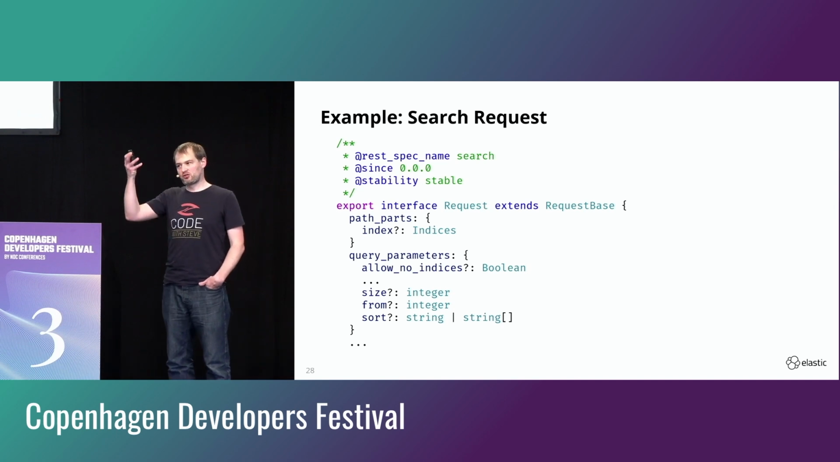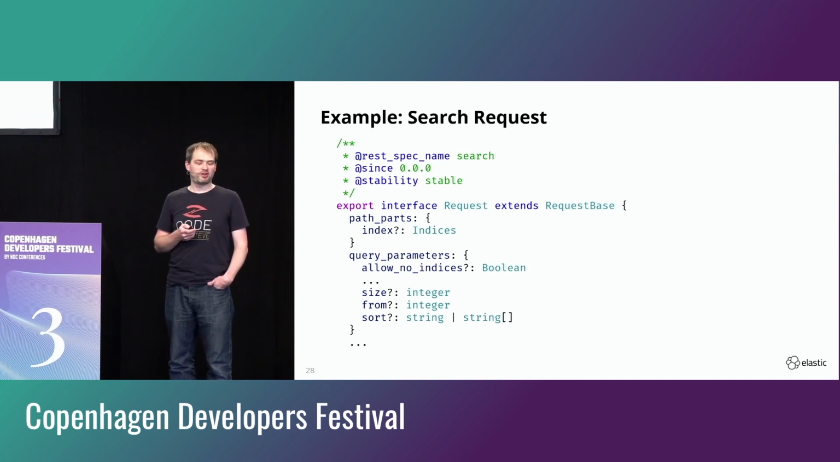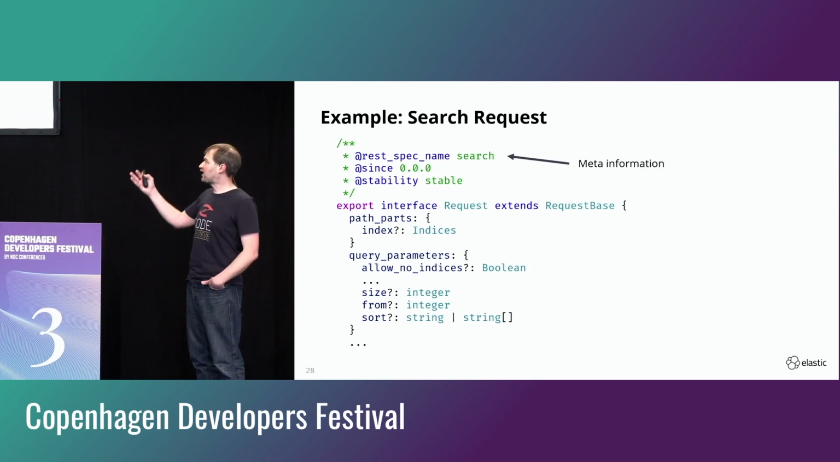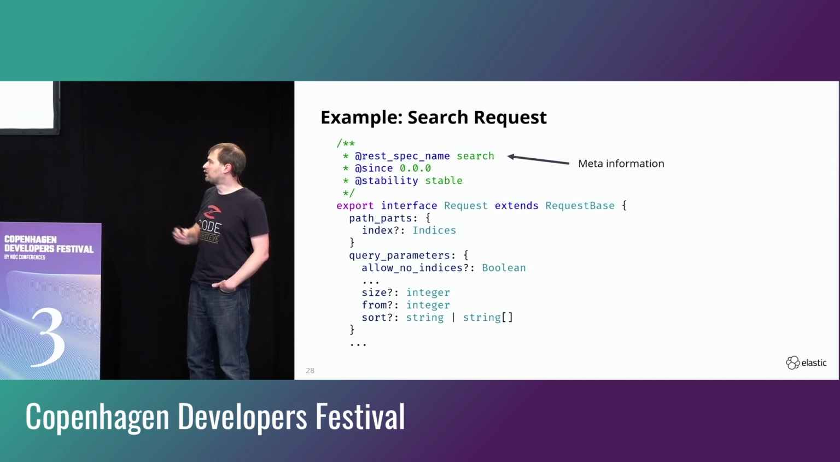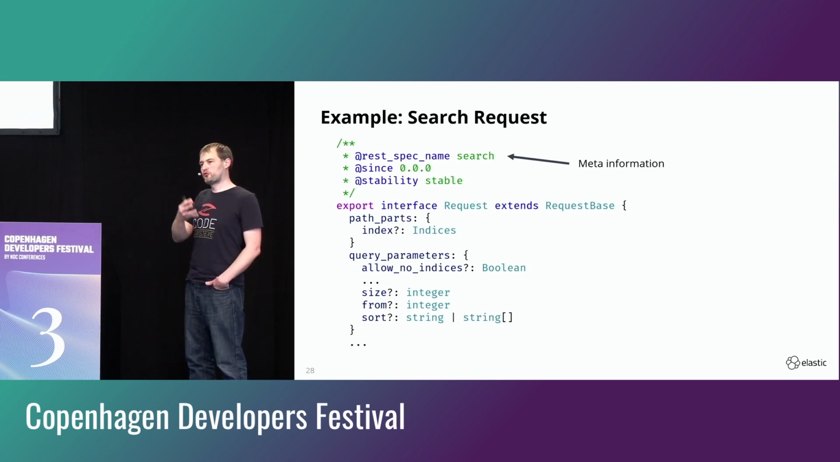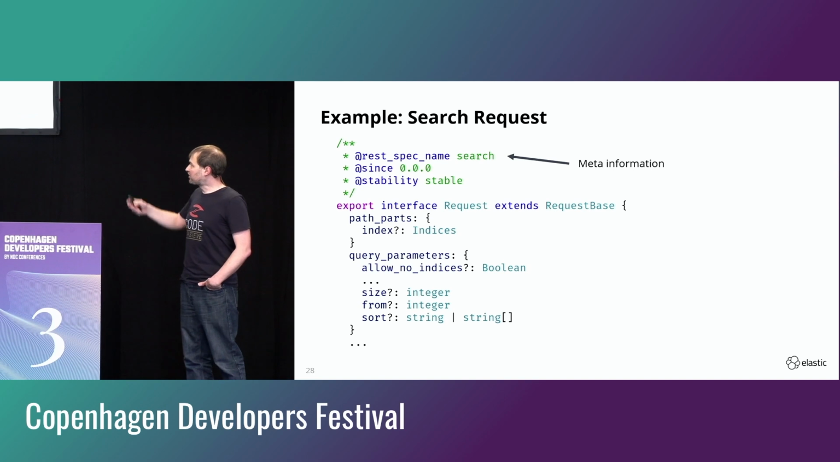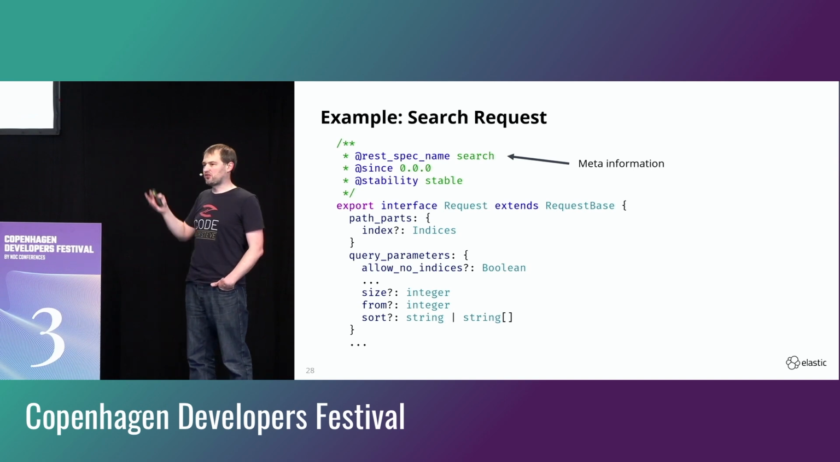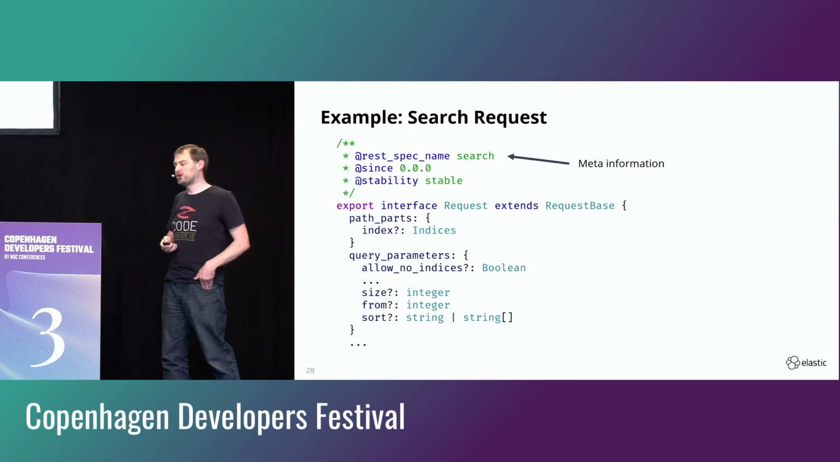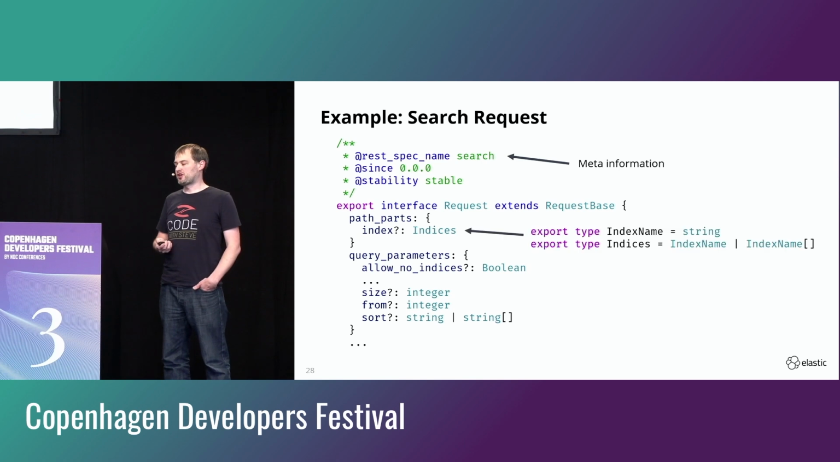It's a search request because it's logically going to be below a search namespace that we don't see here. It also has this meta information that we attach in the code comment through these @ tags. These are things that our compiler for this spec will know about and be able to use. In this case, it's defining the search request. It's been Elasticsearch since day one, so hence 0 onwards. It's a stable API. That defines the meta information about the endpoint. And then we also have the request type itself.